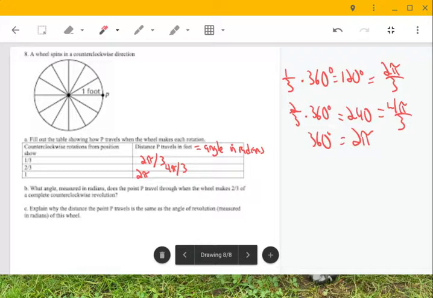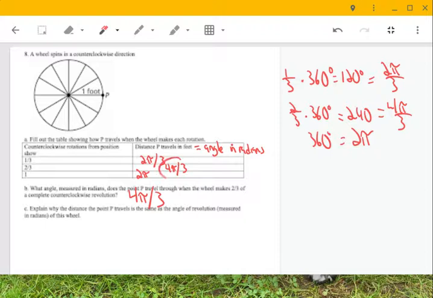So we filled in the table. So we've done part A. Part B, we've actually already answered. What angle measured in radians does the point P travel through when the wheel makes 2/3 of a complete counterclockwise rotation? So 2/3, we said that was 4 pi over 3. I just took that from up here. So there's your answer for part B.